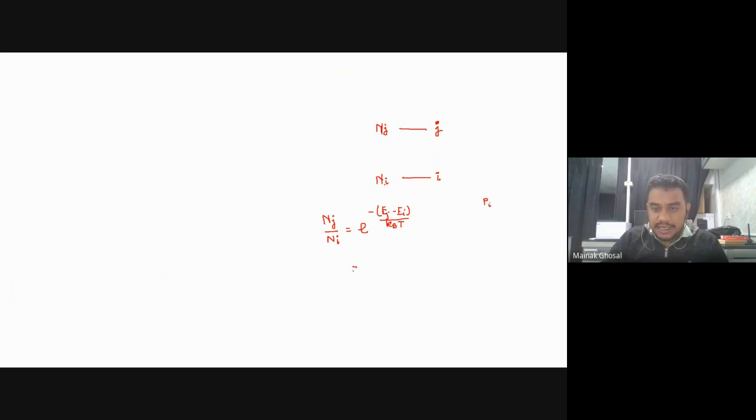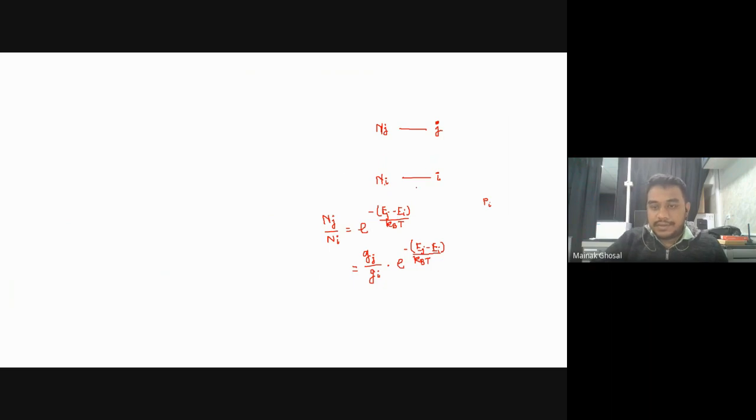But it was seen that some states are degenerate. Suppose in your I state you have seen just one I, but there could be 3, 5, 7 I states. So to introduce this degeneracy, the Gj by Gi term was introduced. If Nj is on the upper side, Gj will be on the upper side. If Ni is on the lower side, Gi will be on the lower side. So, to the power minus (Ej minus Ei) by kBT.